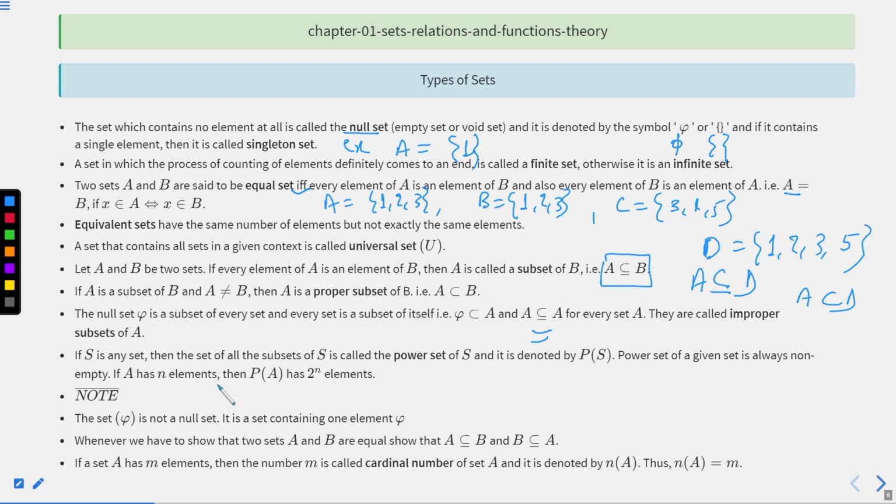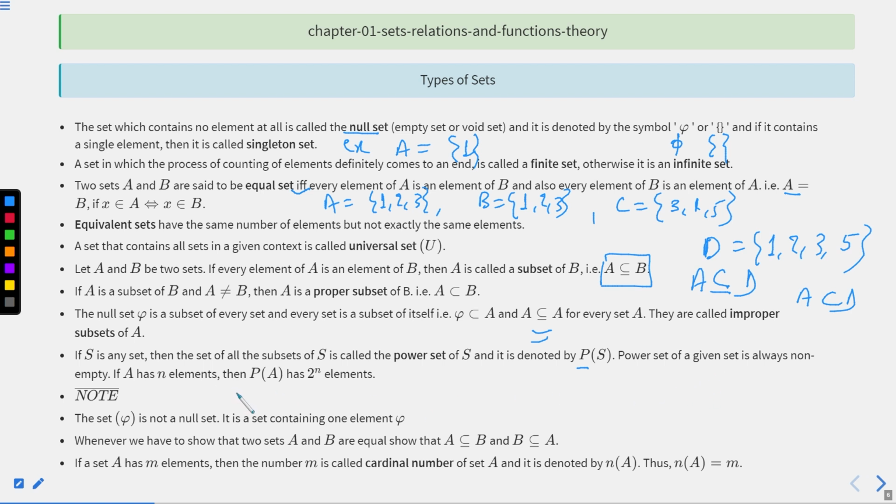If S is any set, then the set of all the subsets of S is called the power set of S. So what is the power set of S? Suppose we have any set S, then the set of all the subsets of S is called the power set of S, and it is denoted by P(S). The power set of a given set is always non-empty.